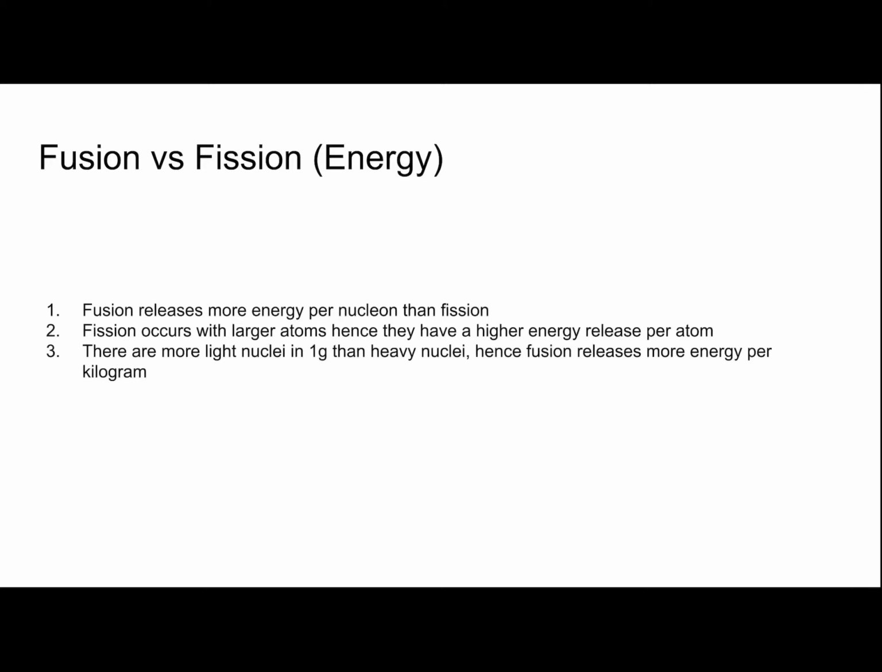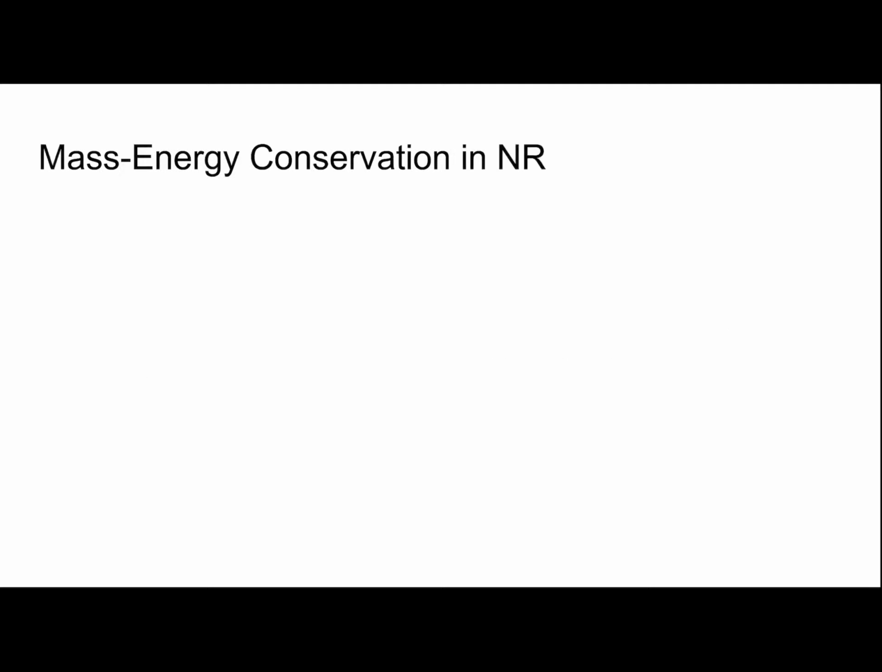There are more light nuclei in 1 gram, 1 kilogram, 1 ton, whatever the unit is. So there are more light nuclei in 1 gram than heavy nuclei. Hence, fusion releases more energy per kilogram. Those are the 3 bullet points. The question might ask you, for example, to compare fusion and fission in terms of energy release per atom. Then you would explain that fission occurs with larger atoms, therefore it has a higher energy release per atom. Those are some questions that could come in the examination.